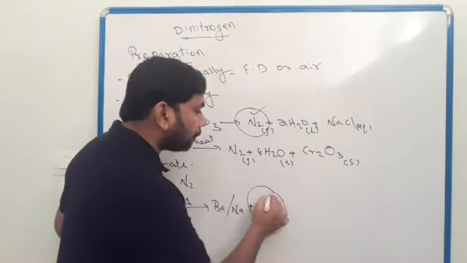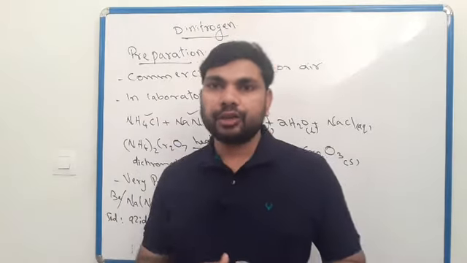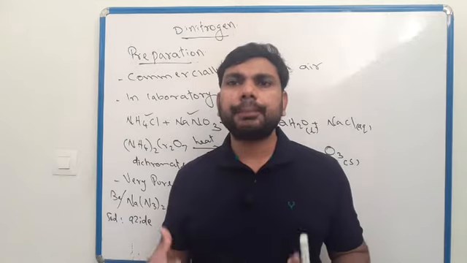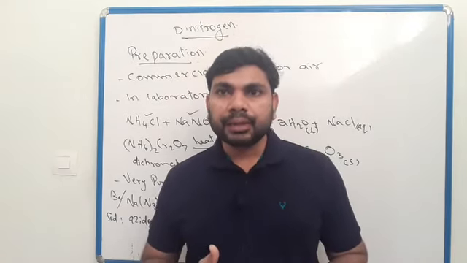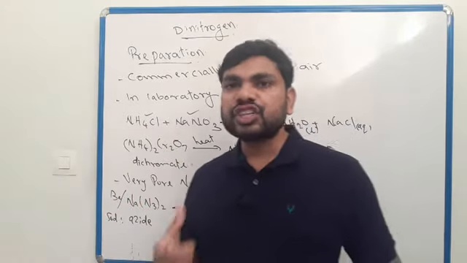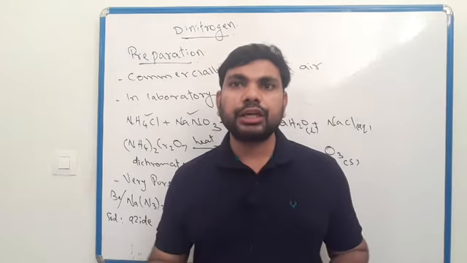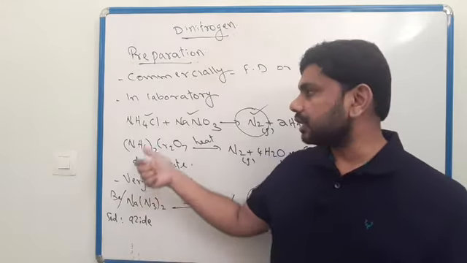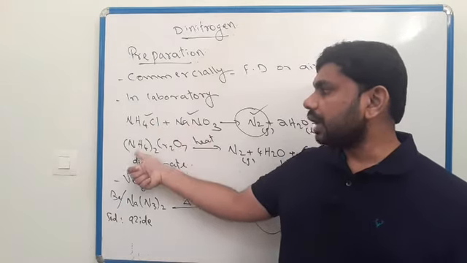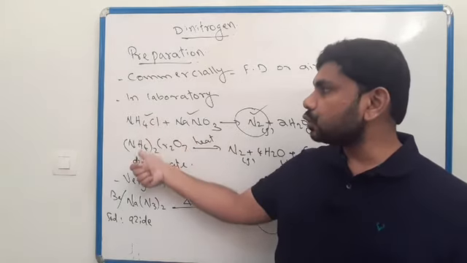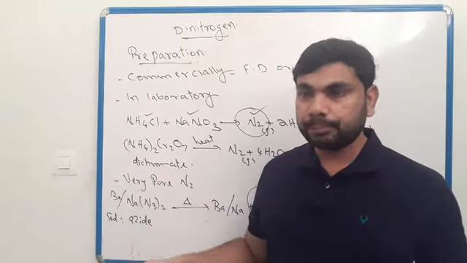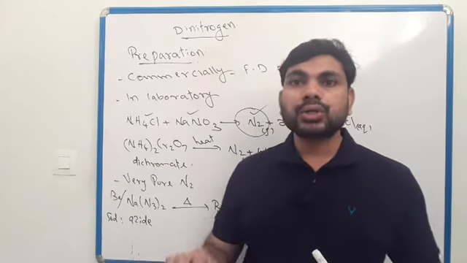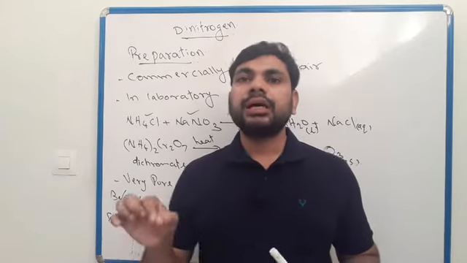Clear? So these are the three different methods to prepare dinitrogen. First we discussed the industrial or commercial method: commercially, dinitrogen is produced by fractional distillation of air. Then in the laboratory, ammonium chloride reacted with sodium nitrate produces dinitrogen, and ammonium dichromate on strong heating produces dinitrogen. The third one, very pure dinitrogen can be prepared from barium azide or sodium azide on strong heating.